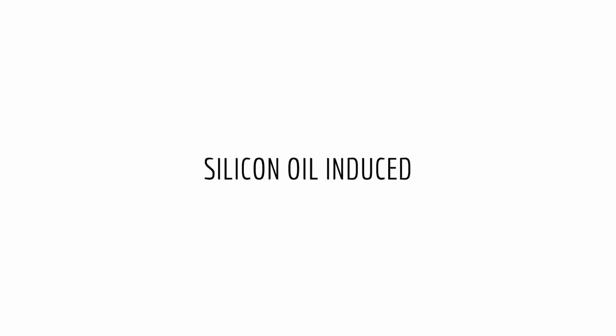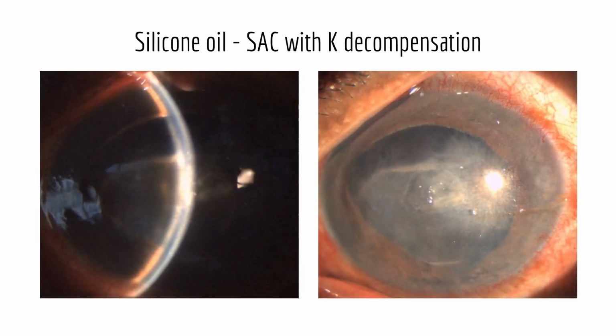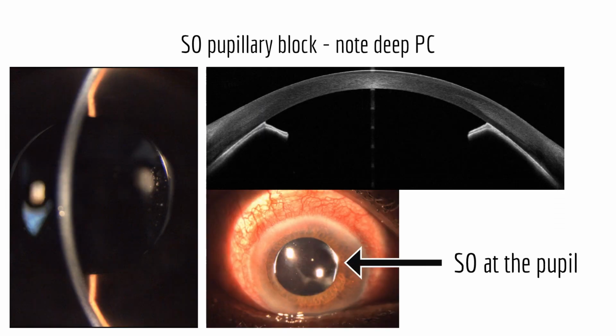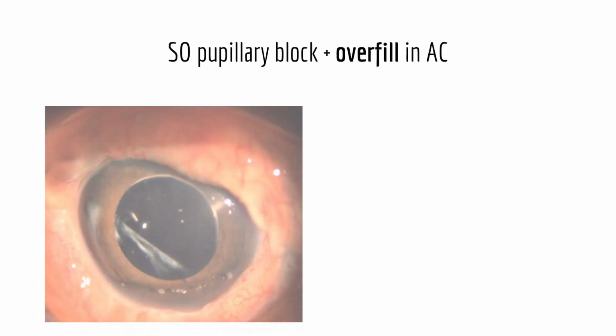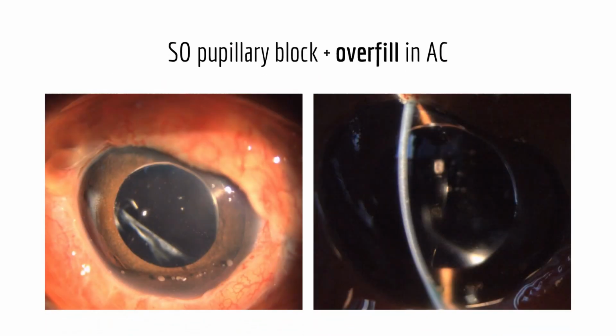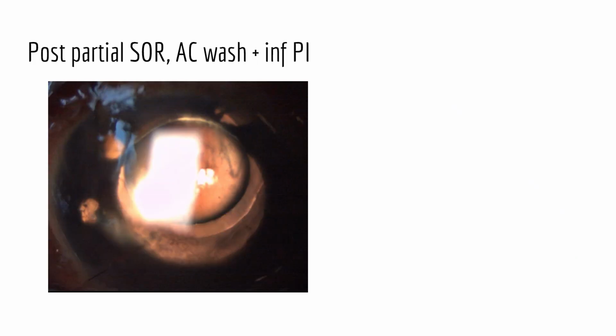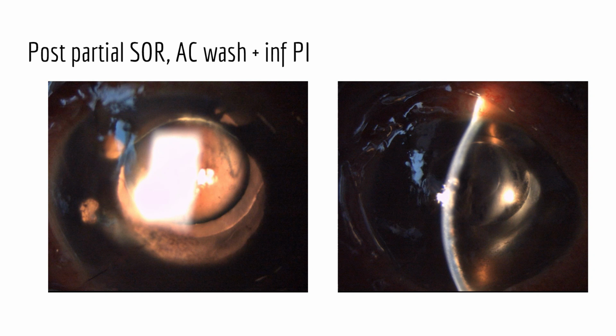Undiagnosed silicone oil induced angle closure can lead to corneal decompensation as shown in these images. This image shows pupillary block by silicone oil. Post PI, silicone oil bubble retracted and AC deepened. Next is a patient who had both silicone oil induced pupillary block and silicone oil overfill in the AC. Overfill can be diagnosed by a shiny reflex over the iris as in this patient. We did a partial SOR with AC reformation and an inferior surgical PI.